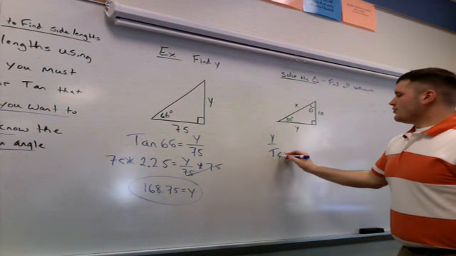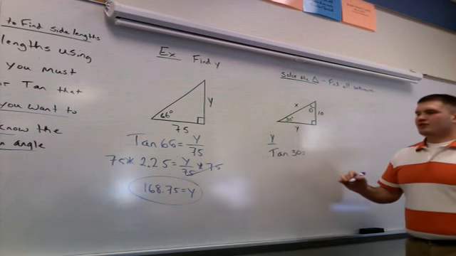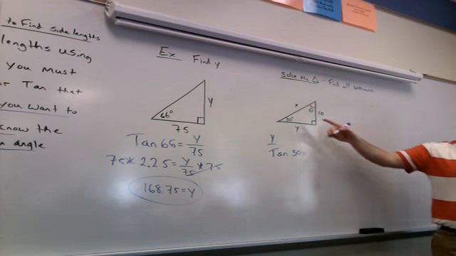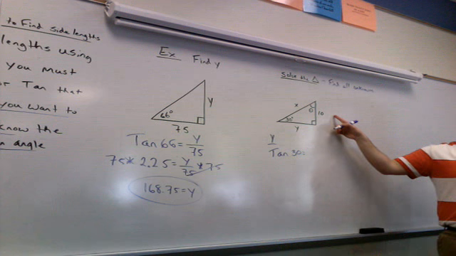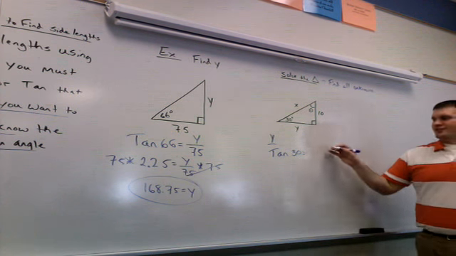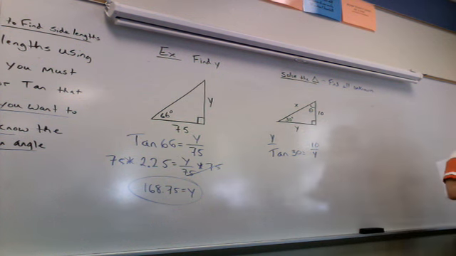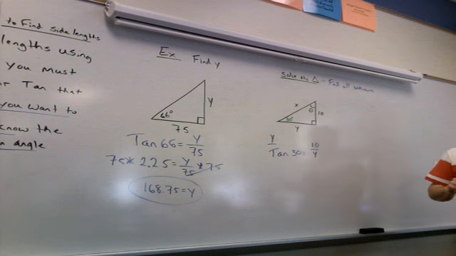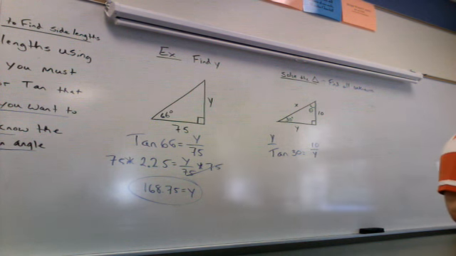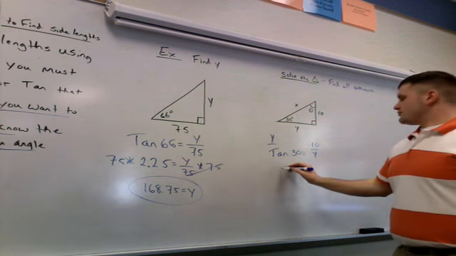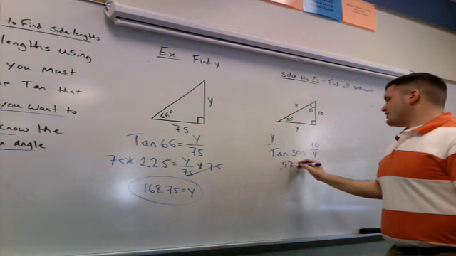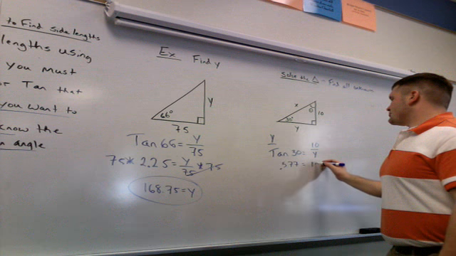So to find y, we're going to do tan of 30. Tangent is equal to opposite over adjacent, so it equals 10 over y. Now the first thing I would do is calculate my tan of 30. Type in tan of 30, or you can look at what we did previously, because we already calculated it. What is it? 0.577 equals 10 over y.